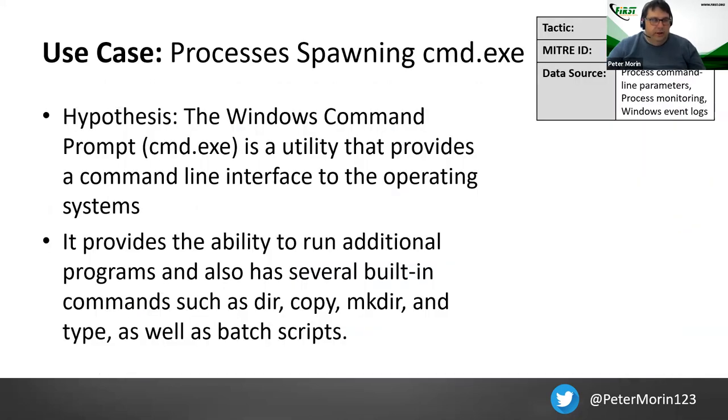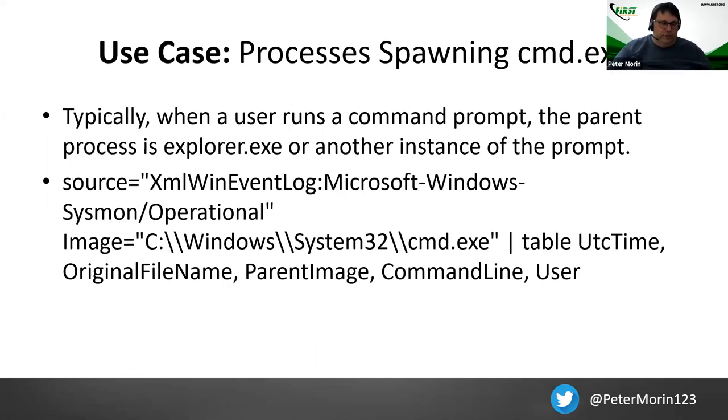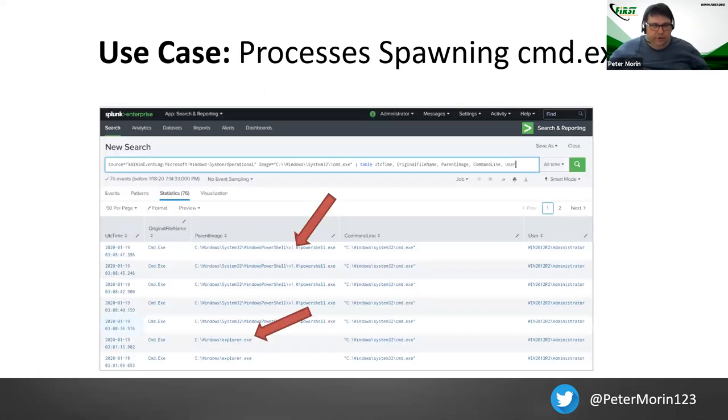So what about processes spawning cmd.exe? Again, any commands that will spawn things like a directory listing, a copy, a make directory, and so forth. So what we would do here is display cmd.exe, and we would list the original file name and command line parameters to pull that out. You can see here, we've got a whole bunch of Explorer spawning cmd.exe.